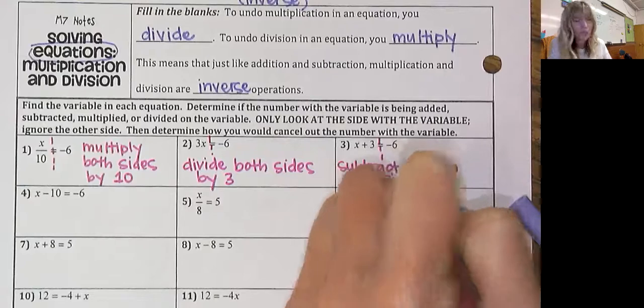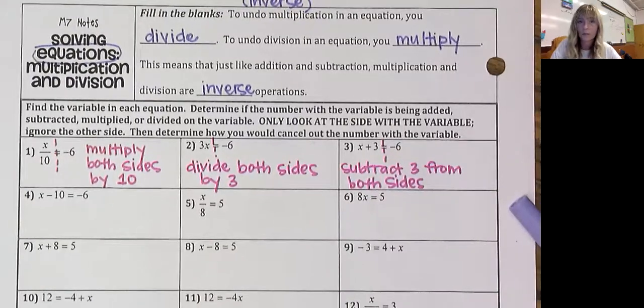This is where I get the question, do I really have to write from both sides on all of them, Miss McGowan? Yes, yes you do. Because if you write it down on every single one of these, then it will be stuck in your brain forever. That whatever you do to one side, you always have to do to the other side.